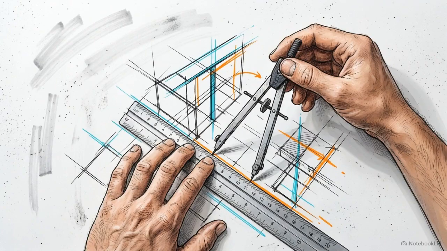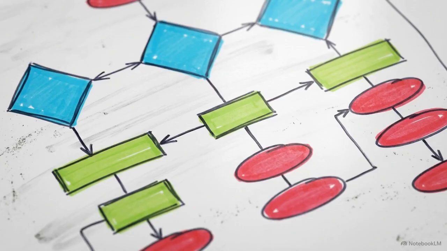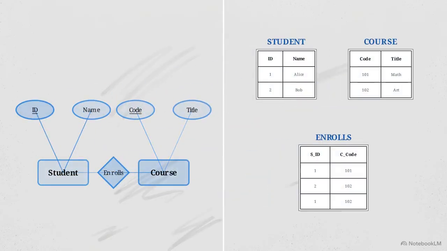Architects bridge this gap using the Entity Relationship, or ER, model. This conceptual blueprint maps out the reality of a system before a single table is ever built. The left side captures the organic conceptual web of the model. The right side represents the stark mathematical grid of the final relational schema.